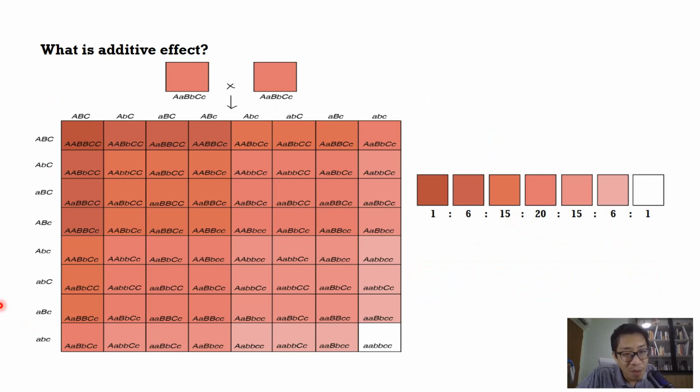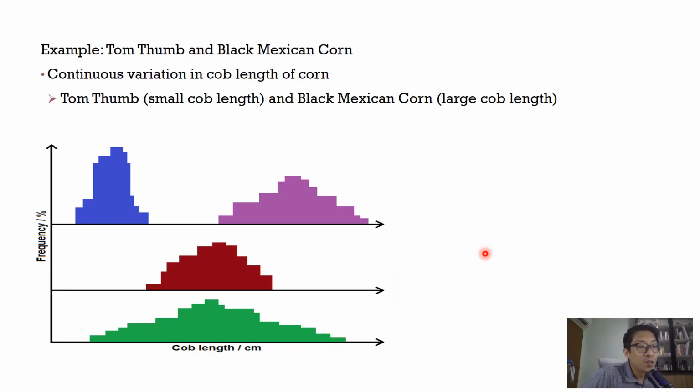So another example here with the color, in this case we have 3 genes, right? Each gene, depending on the alleles that they have, will contribute differently to the color phenotype, and the final phenotype, the final color, is the sum of the different contributions, right? So additive effect.